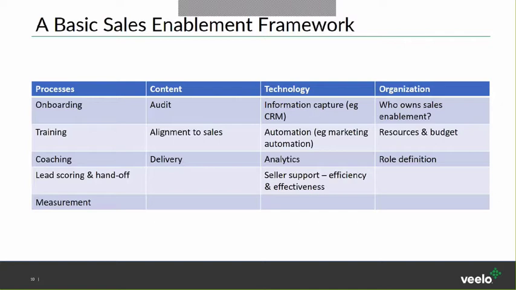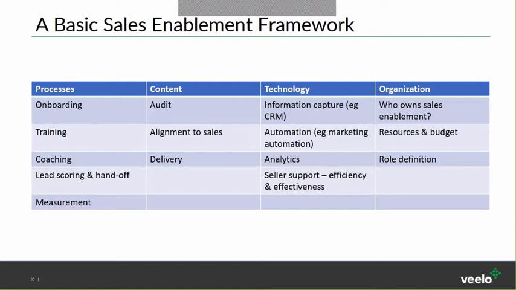So that helps sellers prioritize their day, who they're working with, managing their time. There's tools that help you deliver the content, tools to help you onboard and train and coach. So this goes back to my earlier slide. Prioritize, and then technology oftentimes can help you solve that problem. And then finally, organization. I probably should put organization first here, because before I dove into processes or content or technology, I'd ask these questions first.